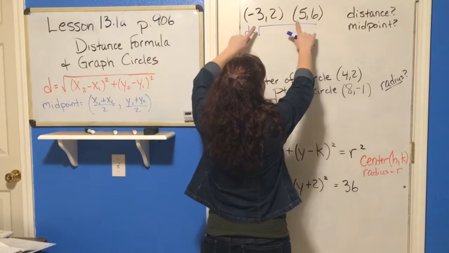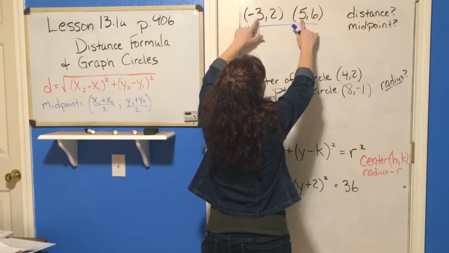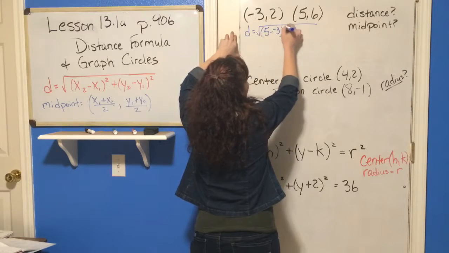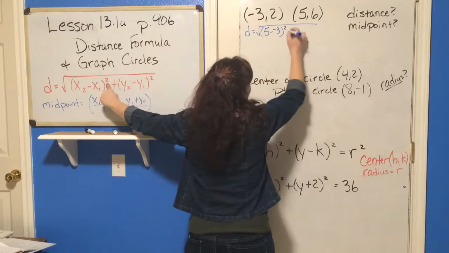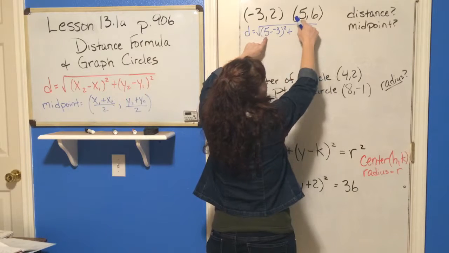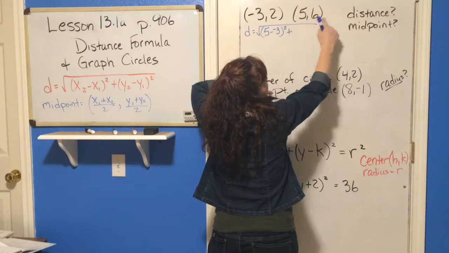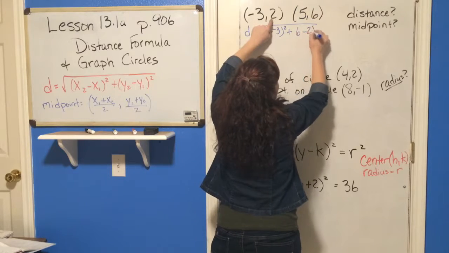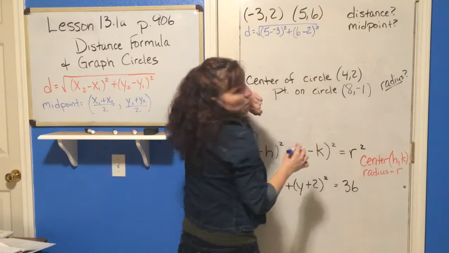So let's look at the x's. Let's take 5 minus a -3, squared, because that's the formula, plus, now we're going to do the y's. And we started with the 5, so we started with this point. So for the y's, we have to start with this point. So 6 minus 2, quantity squared. Did you see where I got the 2 points?